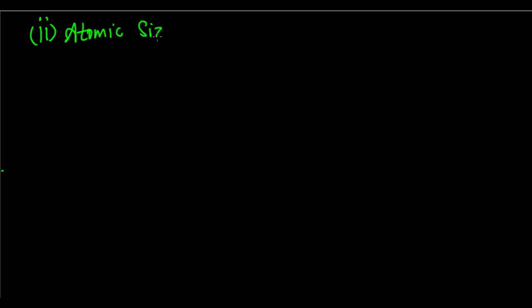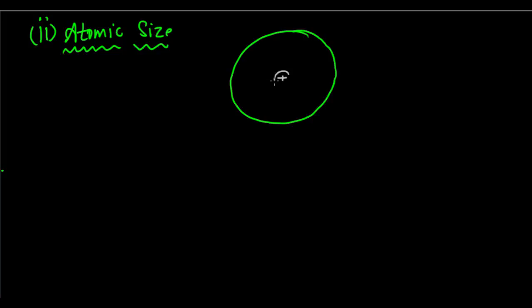Atomic size. So what do you call atomic size? Atomic size is basically atomic radius, and it is defined as the distance between the center of the nucleus and the outermost electron, the outermost orbit of an isolated gaseous atom. There is no external influence and it is a gaseous atom. So this R is what we call the atomic size or atomic radius.